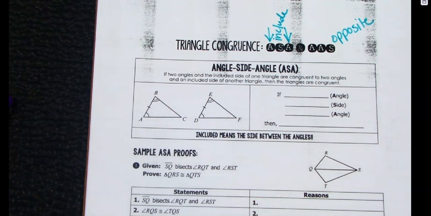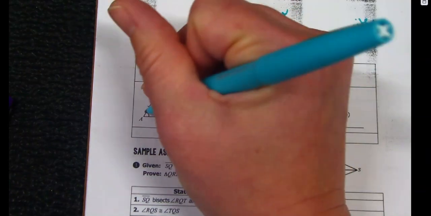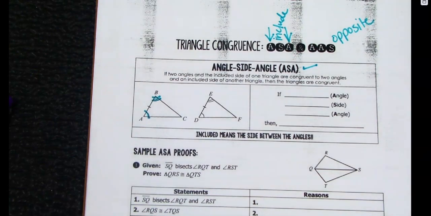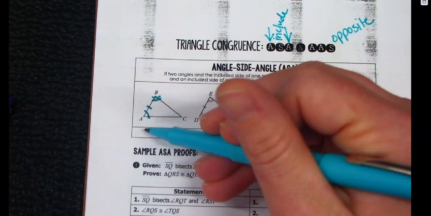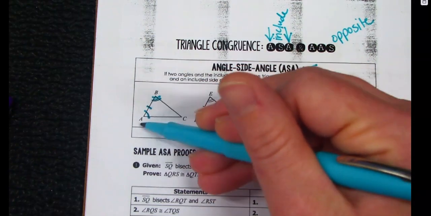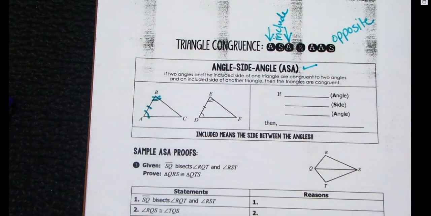This is an example of side, angle, side. You've got an angle here and an angle here, and then sandwiched between those two angles is this side. That means we have the included side. It's the one that is in between those angles. It connects them to each other. So that is side, angle, side.